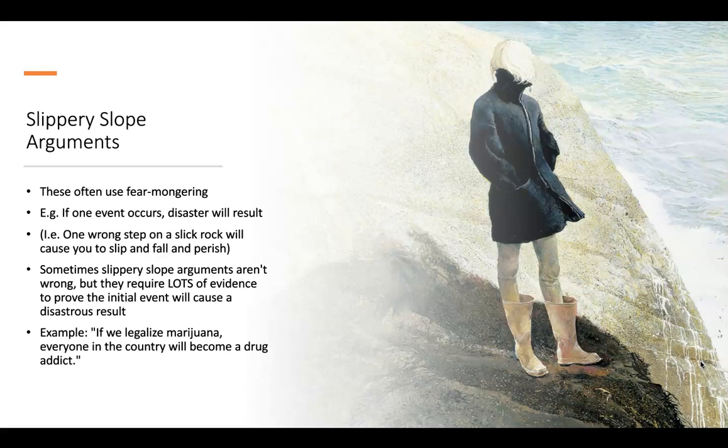Sometimes slippery slope arguments aren't wrong, but they require lots of evidence to prove the initial event will actually cause a disastrous result. So an example of this: if we legalize marijuana, everyone in the country will become a drug addict. So the workload on you, the author, to prove an argument like this is too vast and really results in a logical fallacy rather than a strong argument.